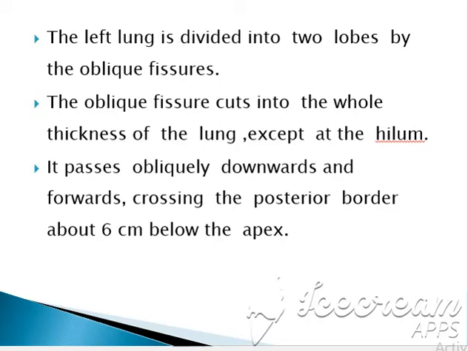The oblique fissure cuts into the whole thickness of the lung except at the hilum. It passes obliquely downward and forward, then crosses the posterior border about 6 cm below the apex.